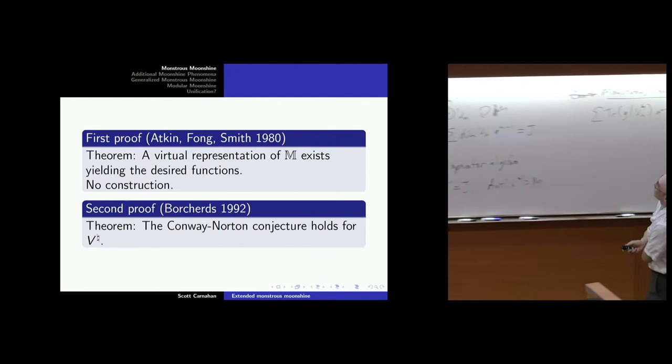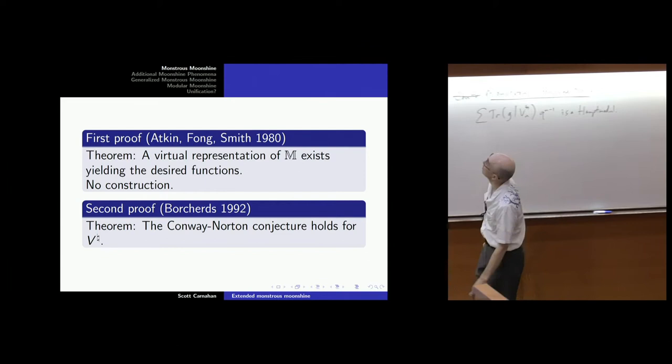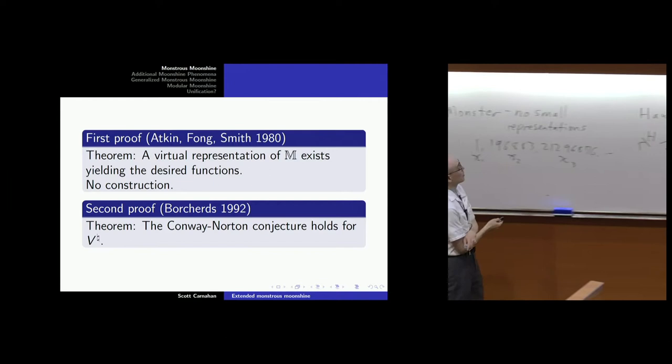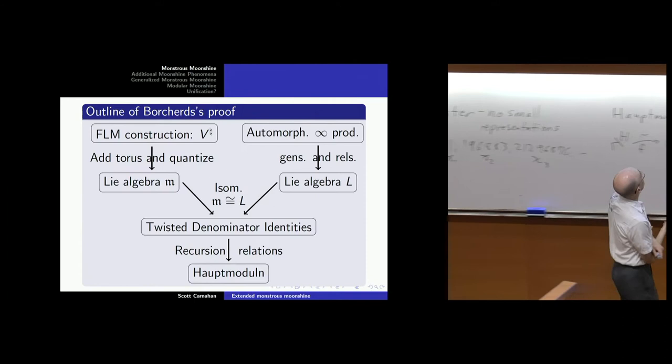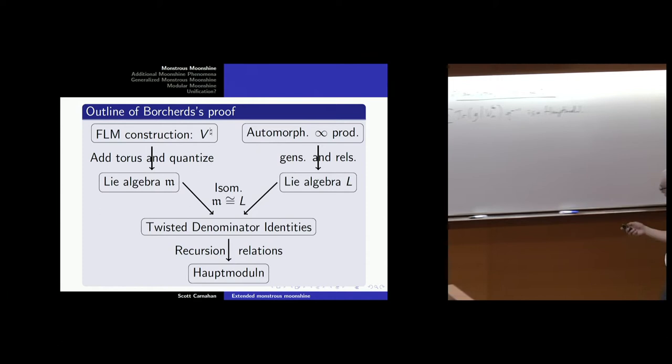The second proof is from Borcherds. He showed that for this object, V natural, the graded trace functions are the ones that were calculated by Conway and Norton. So Borcherds's proof has the following outline. I'll just roughly sketch the outline.